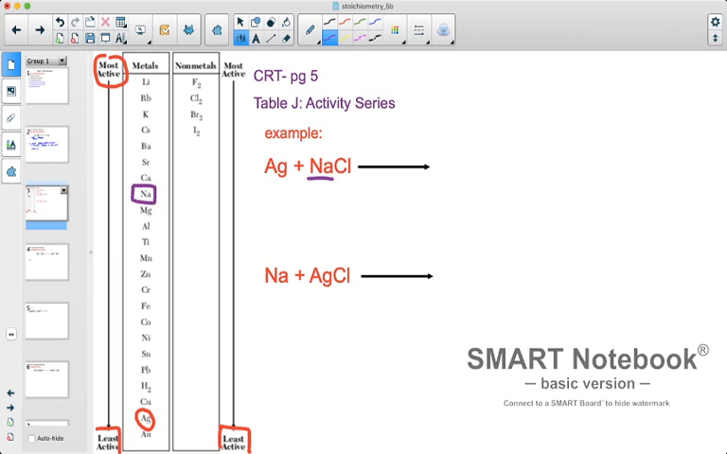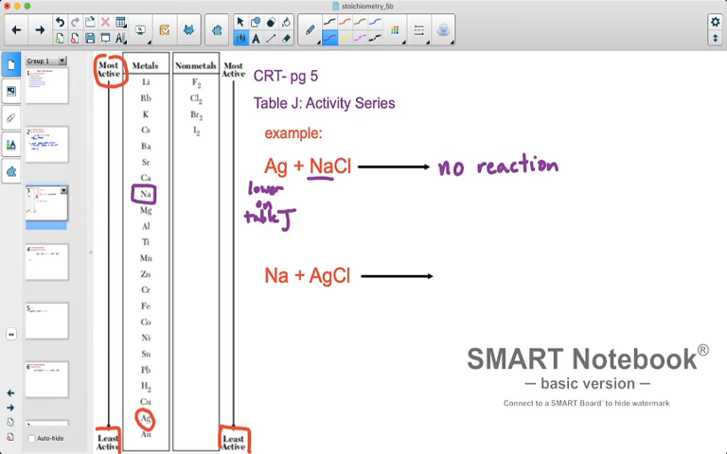Since my single element is lower on table J, that means that single element is not strong enough to break up the octet that's already formed in the compound. And thus the reaction doesn't occur. So what we write here is no reaction. The only way the reaction can occur is if the single element is strong enough to break that octet.